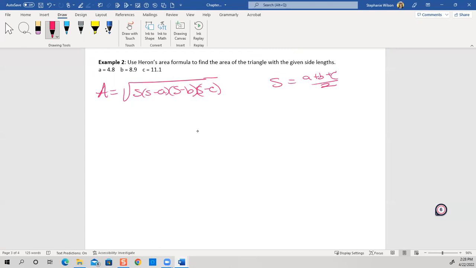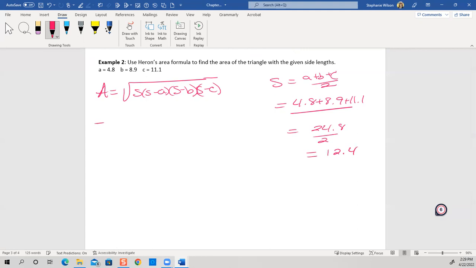All right. So what do we have here? We have a, b, and c. So we can just plug it all in, right? And we have that worked out. Well, first I need to figure out what S is. So let's plug in for S. We got 4.8 plus 8.9 plus 11.1, all divided by 2. Okay, so now let's add it all up. We get 24.8 divided by 2. And when I divide it by 2, I get 12.4.